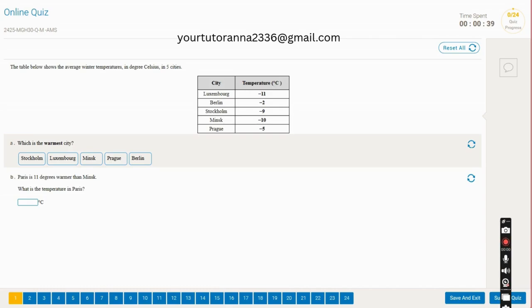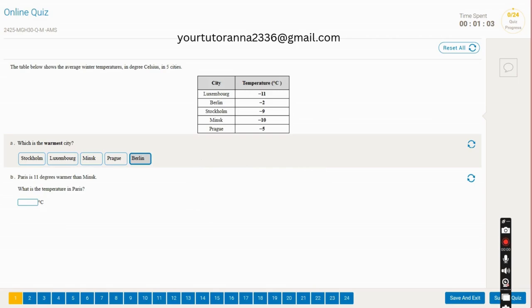Let's start. So what is the warmest city? Let's check. Remember, the warmest city is going to have a less negative number, because whenever you go towards the positive, it means the temperature is increasing. I'm talking about the negative numbers. So -2 is going to be warmer than -5. So what is -2? That's going to be Berlin. So you're going to choose that.